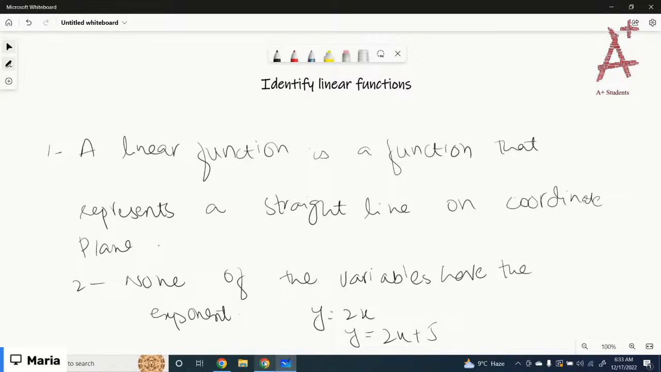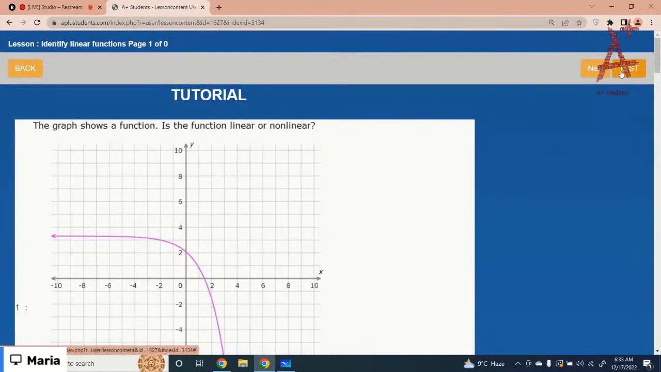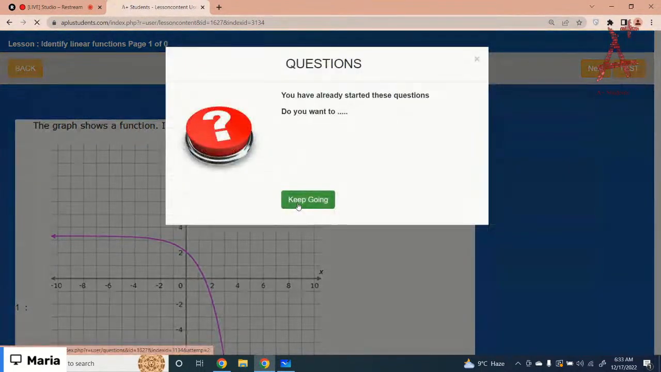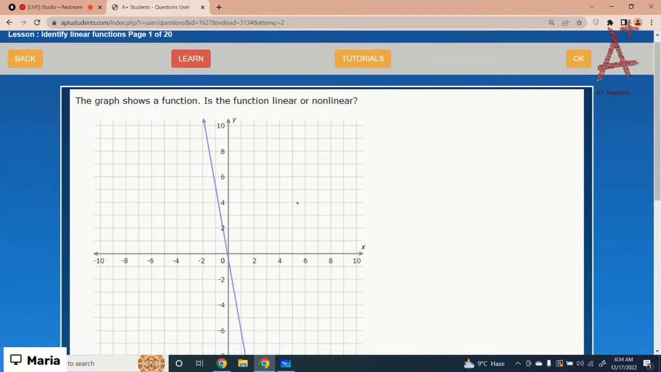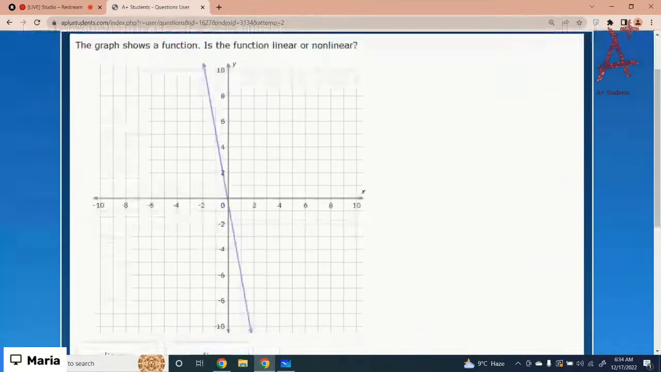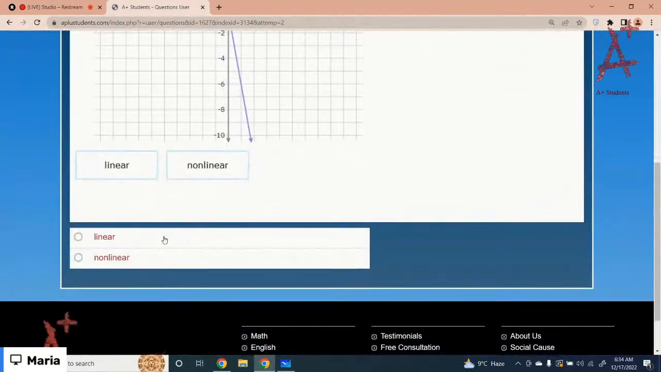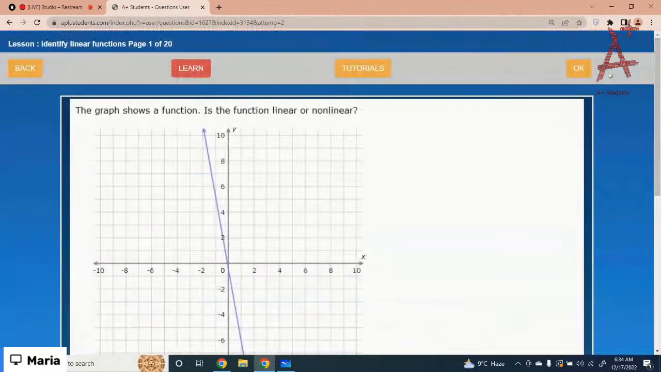Got it? So let's start with the test. Okay, the graph shows a function. Is the function linear or non-linear? You have a function, you have to see if it is linear or non-linear. So the graph is a straight line. If you have a graph that is a straight line, yes, it is a linear function, because linear functions always have a straight line.